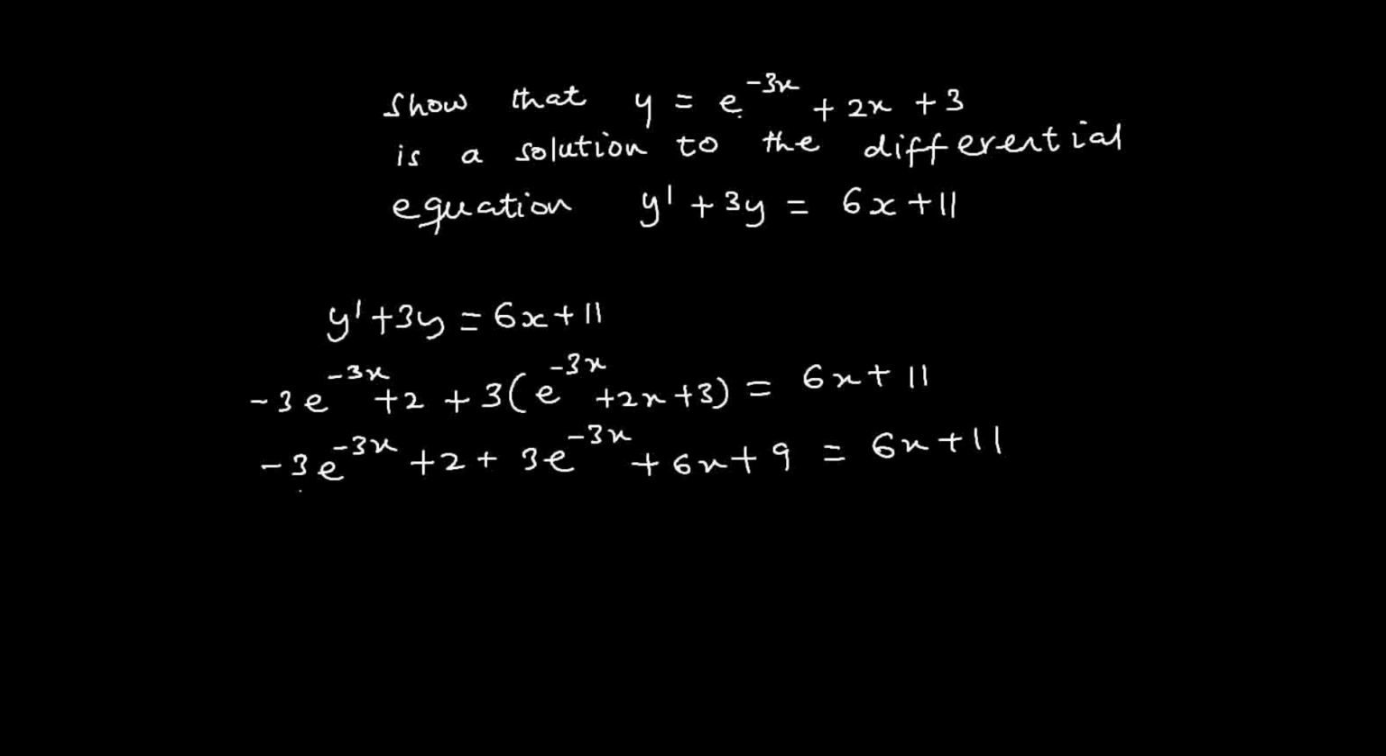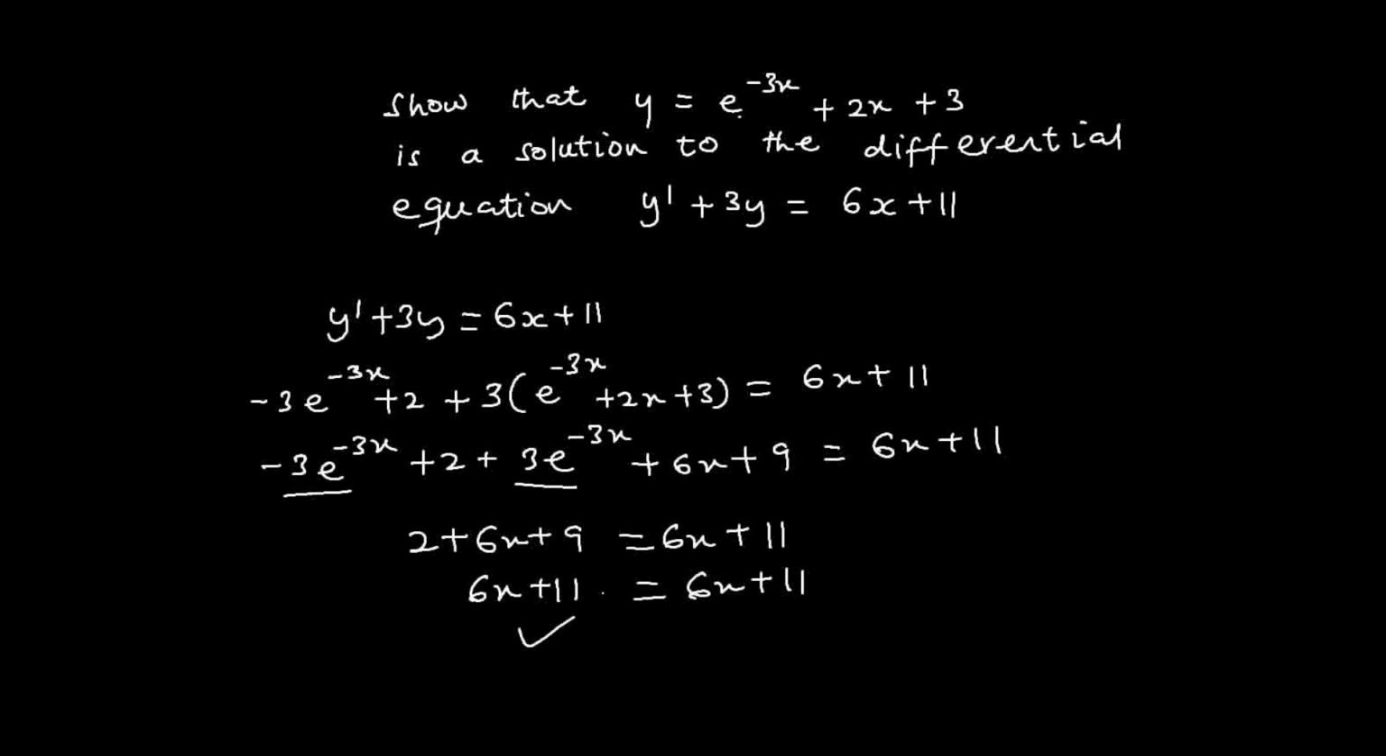Okay, so when I do this, minus 3 e to the power minus 3x here will be added to what you have here, and those values will cancel out because you have negative here and positive here, so that will give us 0. But then you have 2 plus 6x plus 9, to be equal to 6x plus 11. So in further simplifying this, we get 6x plus 11, and that is equal to 6x plus 11. So we have the left hand side equal to the right hand side.